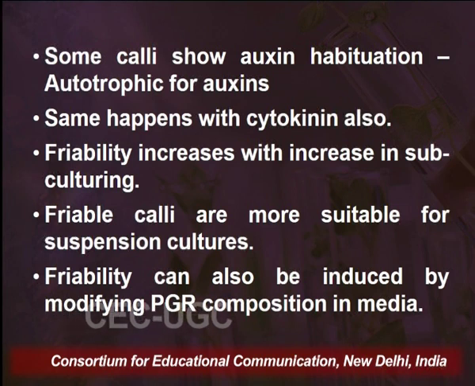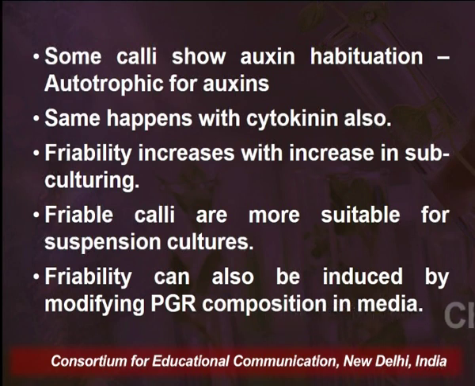In various studies, it has been seen that whenever the cells in a callus are exposed to auxins at higher concentration for the initiation of cell division, these cells attain a character of endogenous production of auxins, and this condition is called auxin habituation, and those cells become autotrophic for auxin. They themselves start producing auxins, and the same has been seen in the case of cytokinins also.